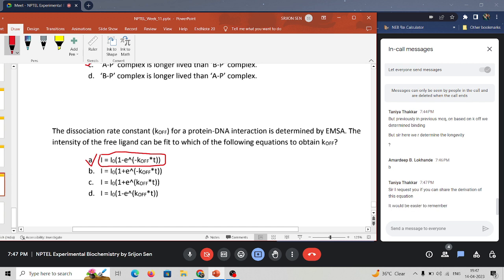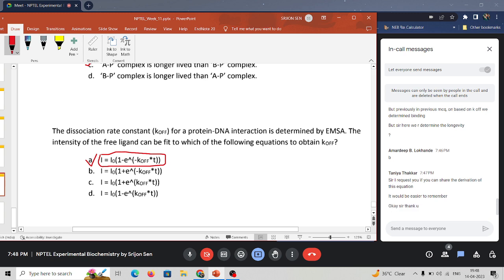At present I don't have the derivation, but I will update my slide and put it up. You can get that from the NPTEL team. Okay, I will do that.